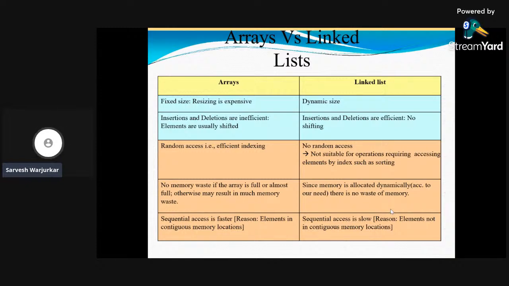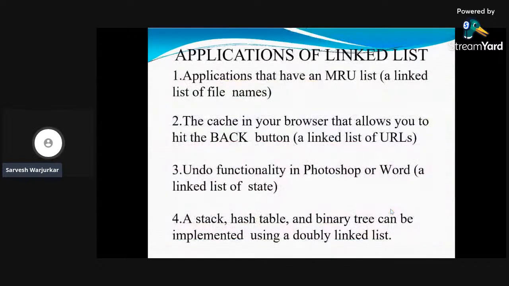In arrays you can access any element randomly, whereas in linked list we cannot access any random element. No memory waste is there in array, and in linked list there is quite a memory waste, since memory is allocated dynamically. So according to your need, there is no wastage of memory. Next, sequential access is faster in arrays, and sequential access is quite slower in linked list. So this is all about the difference between arrays and linked list.